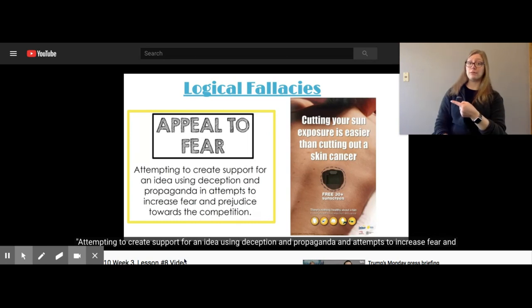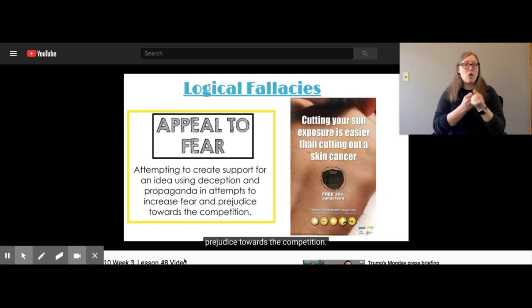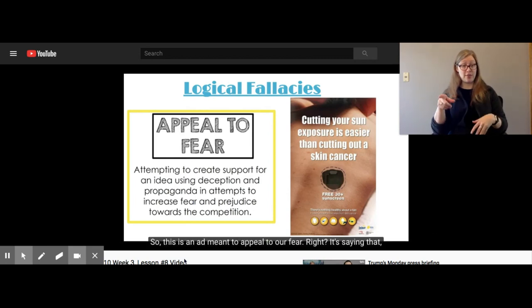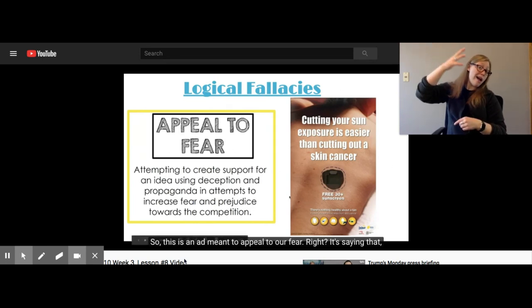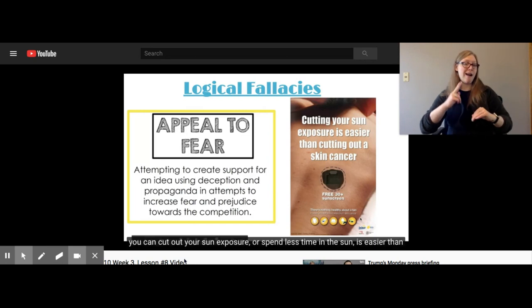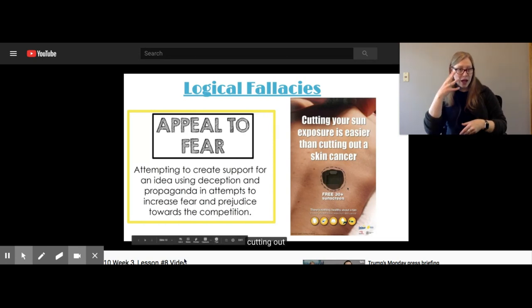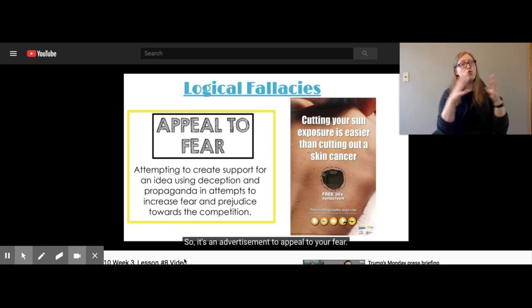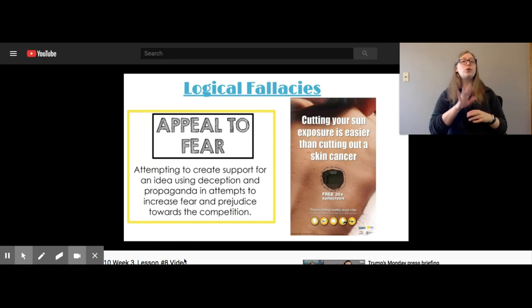Moving on. Appeal to fear. This is attempting to create support for an idea using deception and propaganda in attempts to increase fear and prejudice towards the competition. Here's an example: Cutting your sun exposure is easier than cutting out skin cancer. This is an ad that appeals to our fear. It's saying that cutting out your sun exposure, or spending less time in the sun, is easier than cutting out skin cancer because you've spent too much time in the sun. So it's an advertisement to appeal to your fear.